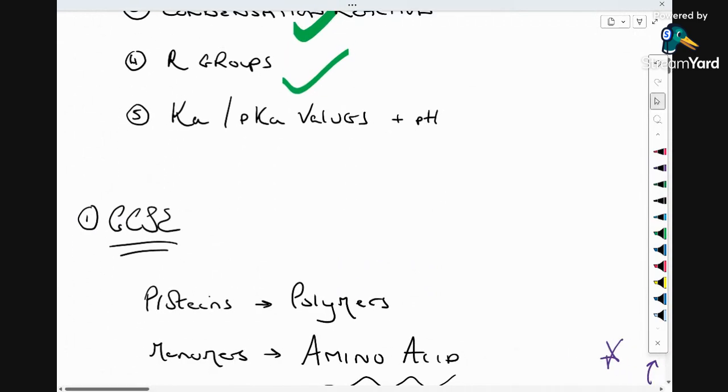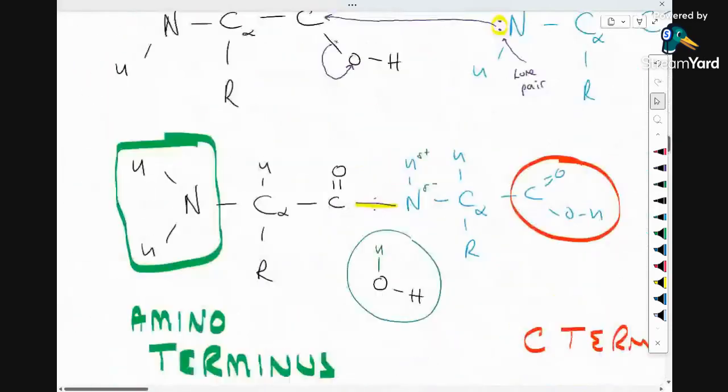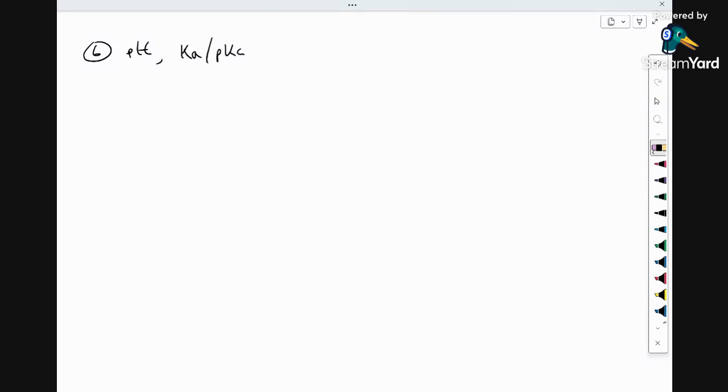And the final thing we're going to look at is Ka values and pKa values. I'm not going to make too much of a song and dance about this, but it is important to know. So we're going to look at pH and Ka values and pKa values, which are essentially the same or a very similar sort of thing. But we're going to look at those now. So it's important to know, and this is the key message with all of this.